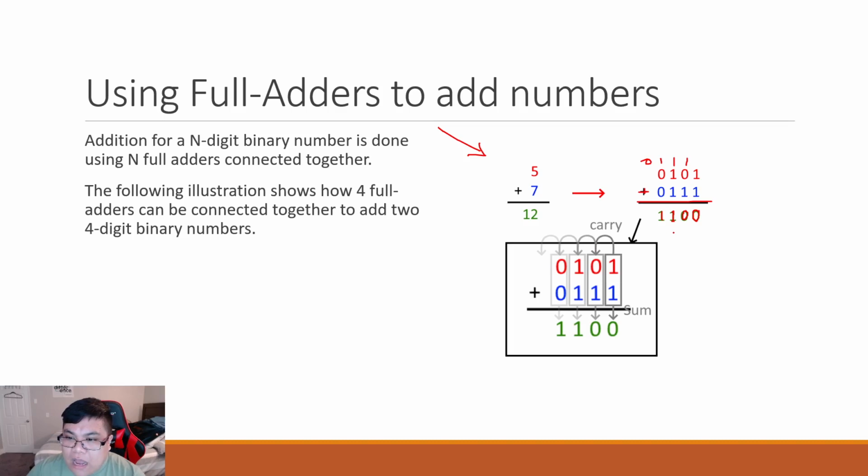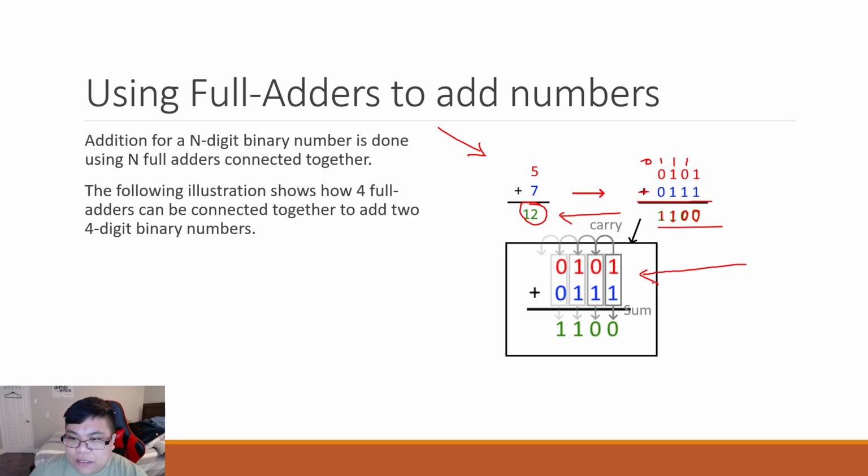So this gives us the binary number 1100, which if you convert it back to decimal would give you the number 12, right? What I'm trying to show you here is that because 5 and 7 were 4-bit binary numbers, we would need to use 4 full adders and connect them like this in order to perform this summation.